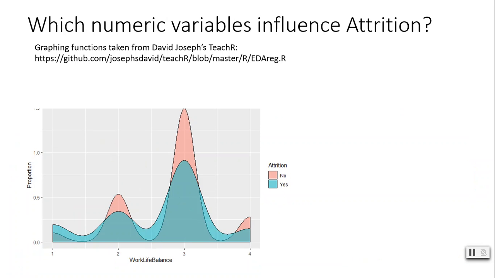And work-life balance is also a good variable for inclusion in a predictive model predicting attrition, as we can see, because scoring a 1 on work-life balance makes an employee much more likely to be attritioning from their job.